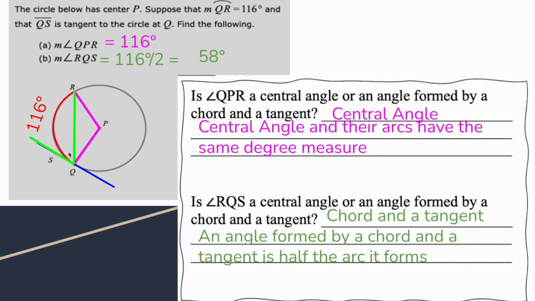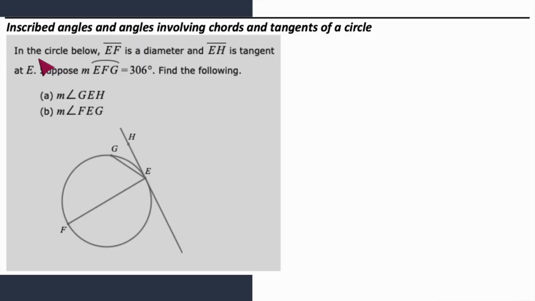So now we're going to look at another example. In the circle below, we have EF as a diameter. So you can see that marked here. And then EH is a tangent to the circle. I just went a little farther than E, but that's okay. I just did the whole thing. And suppose that the measure of arc EFG is 306 degrees. So here's all of our given information. And sometimes there's too much given information. On this one, I don't think it's too much. It'll actually be helpful for the whole problem.